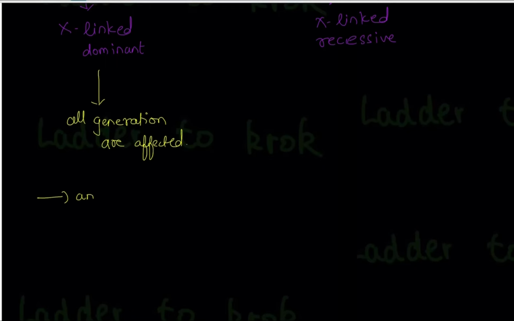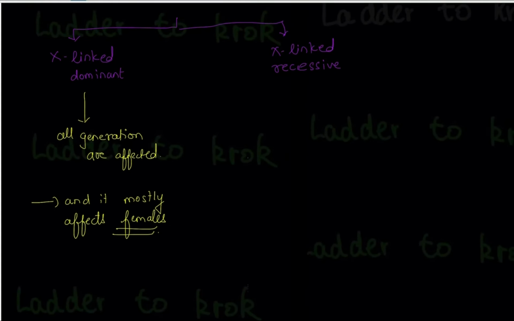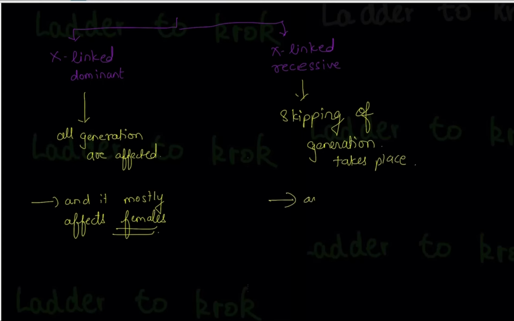and write down, it mostly affects females. You have to remember it mostly affects females. Here, skipping of generation does not take place. In X-linked recessive, skipping of generation is possible, okay? An important point is that it mostly affects males.